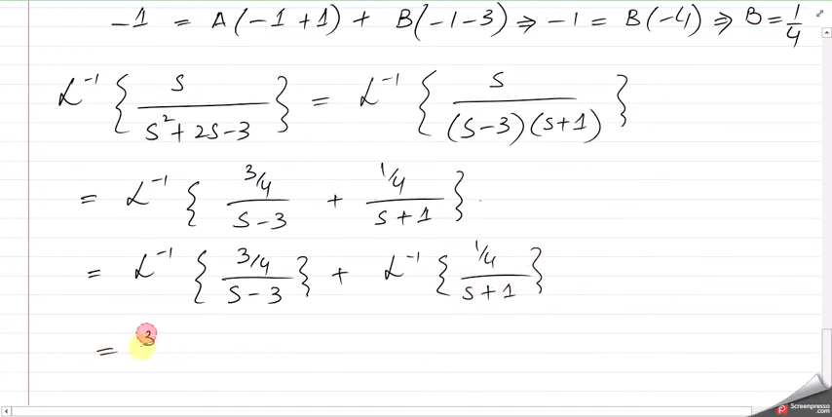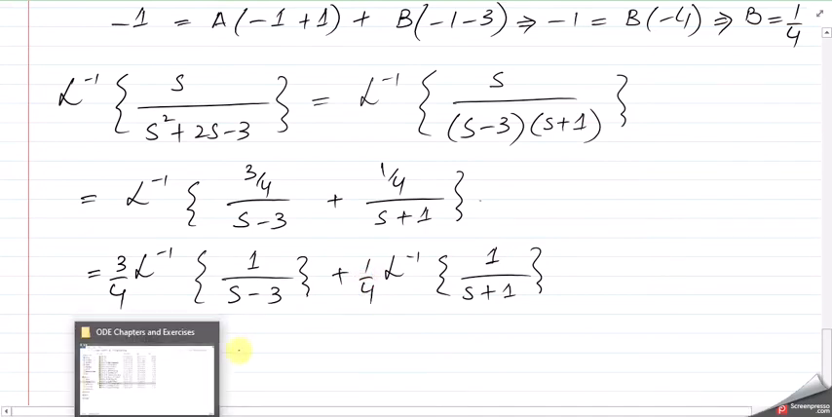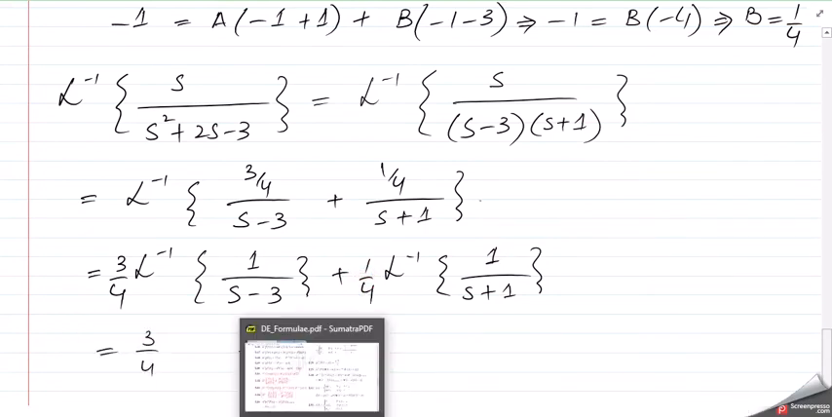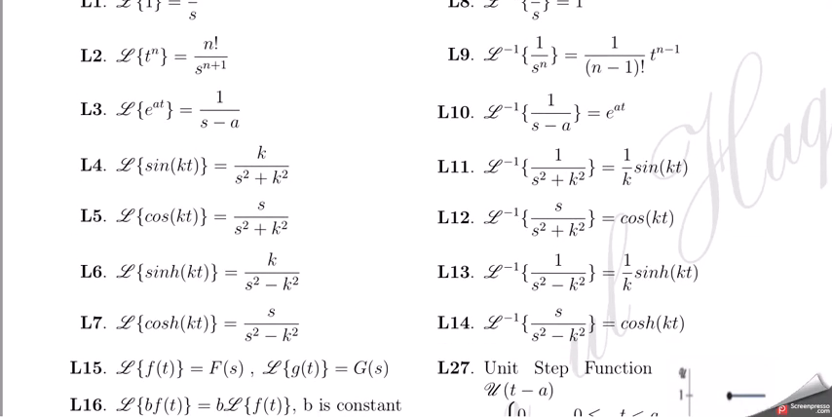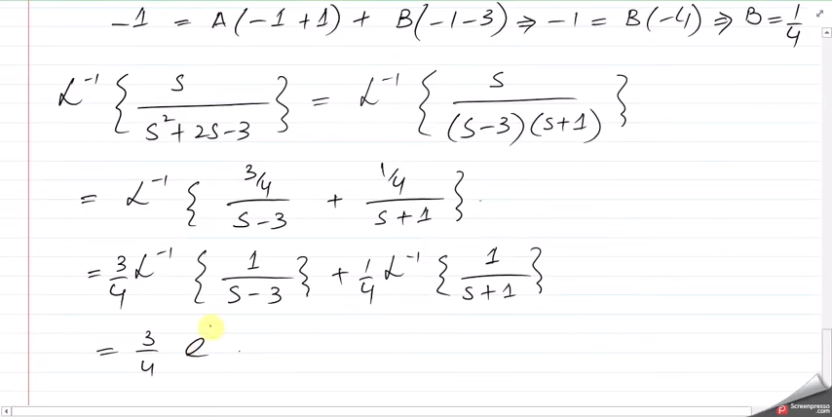This is now very easy. 3 by 4 is a constant. It can go outside. Why not do this in the same step to save some time and space? So 3 by 4 Laplace inverse of 1 over s minus 3. So which formula is it? Laplace inverse of 1 over s minus 3. This formula here, 1 over s minus a. A is 3, so it becomes e power 3t. So e power 3t plus 1 by 4 e power minus t.